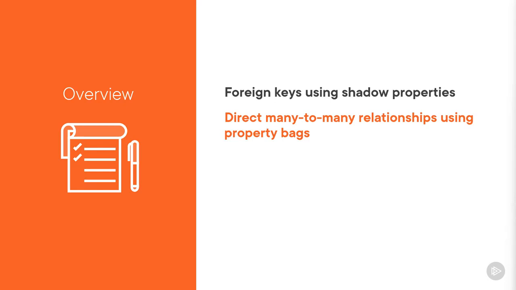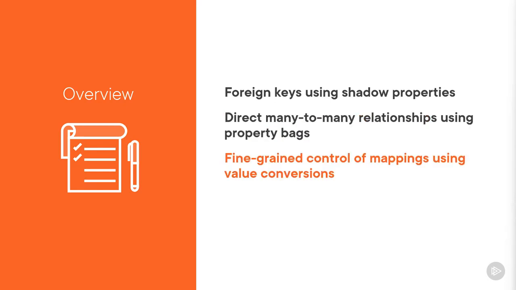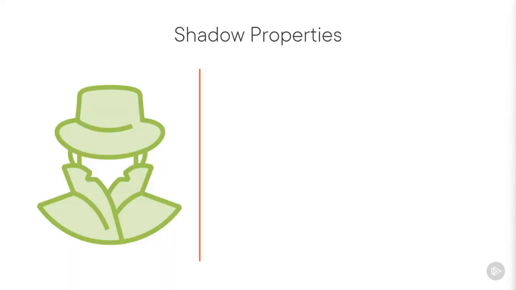We shall also look at how we can have fine-grained control over how our entities are mapped by using value conversions. And finally, something that might be especially interesting if you are following domain-driven design practices is the ability to map value types using owned entity types. But for now, let's kick things off with shadow properties.